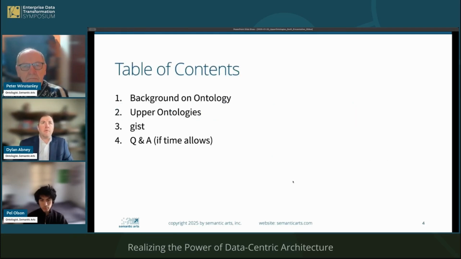A little bit of a roadmap for the discussion here. I'm going to start by leading a discussion on ontologies in general, and then I'll kick it over to Pell for a dive into the topic of upper ontologies. That'll really be our focus. And then we'll finish things out with a discussion of GIST that'll be led by Peter. Again, that's the upper ontology that we develop at Semantic Arts. If we have time for Q&A, we'll do that as well.